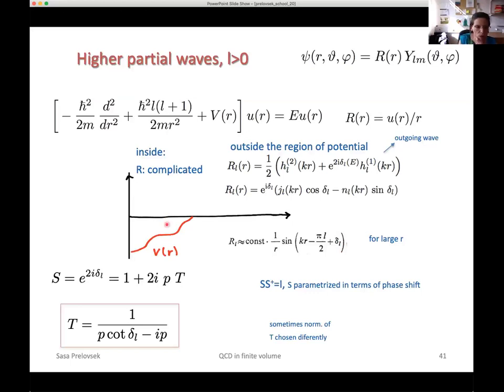Okay, so if you have a solution inside, and now you have a solution outside, by gluing them in between, you get the phase shift, okay? And when you have a phase shift as a function of energy, then you have a scattering matrix like this, like before, and then you have the scattering amplitude T, which is the major object of this course. It's again a very similar equation as last time. The scattering amplitude is given by this expression, which we'll use all over again.